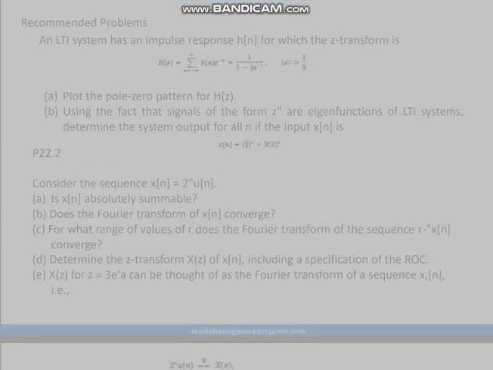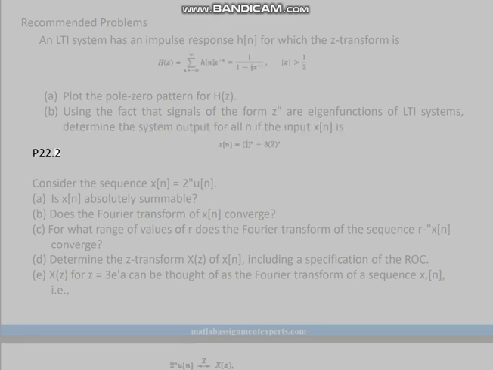Signals and Systems Assignment Help. The Z-transform. Recommended problems. An LTI system has an impulse response h[n], for which the Z-transform is given. A. Plot the pole-zero pattern for H(z). B. Using the fact that signals of the form z^n are eigenfunctions of LTI systems, determine the system output for all n if the input x[n] is given.